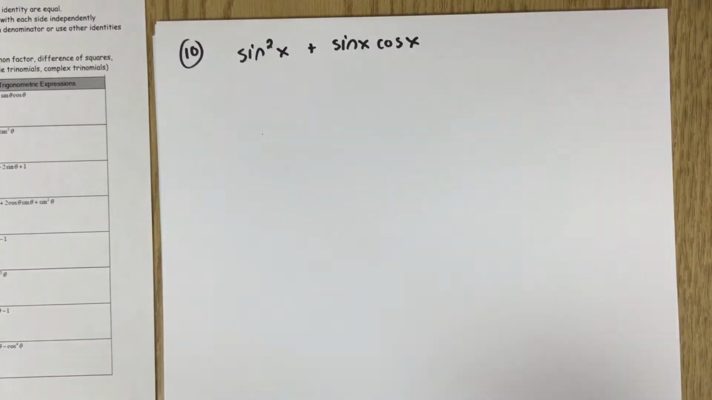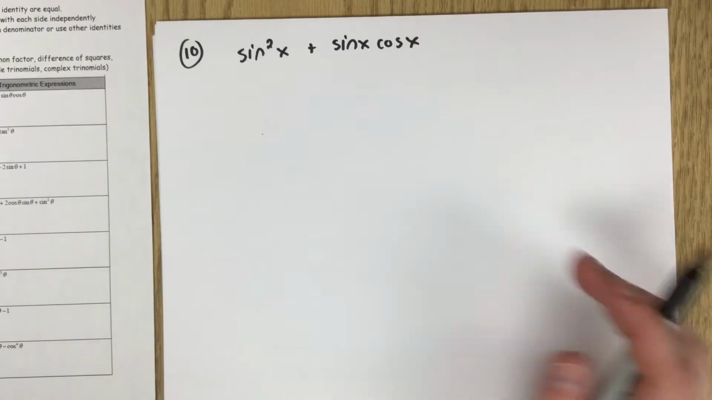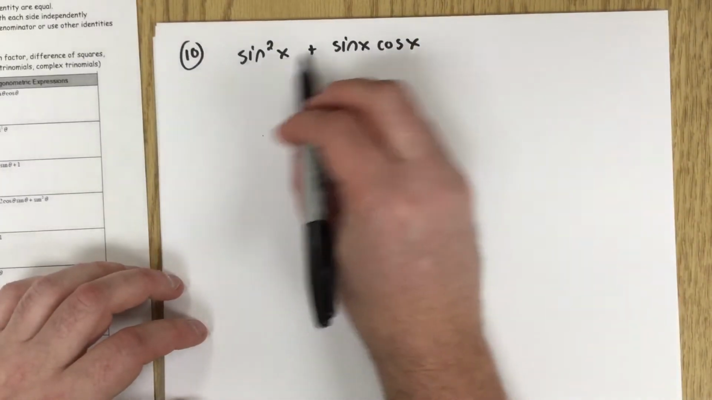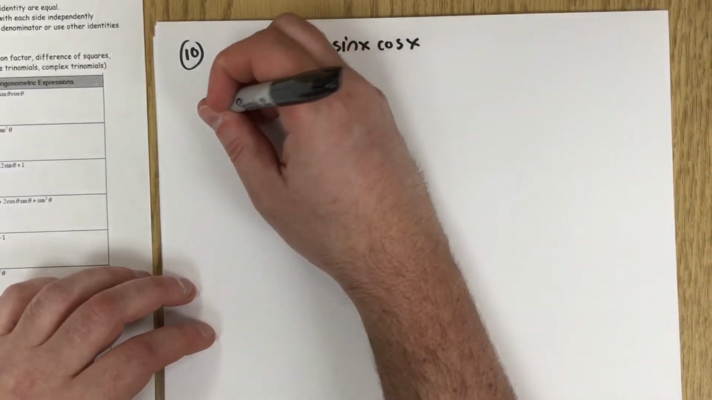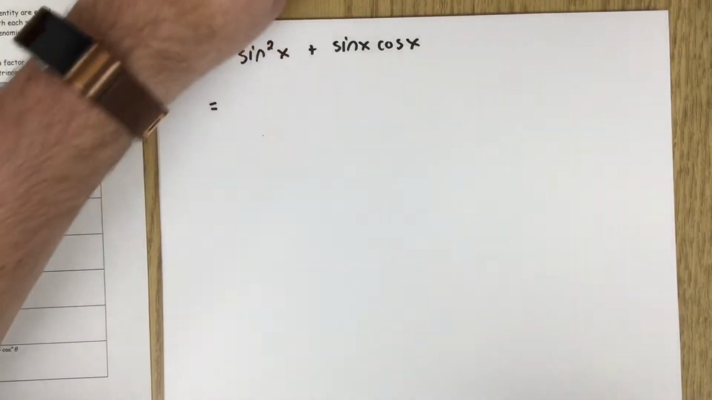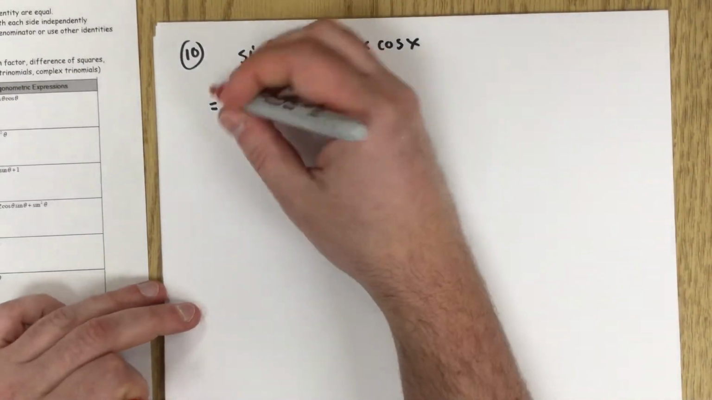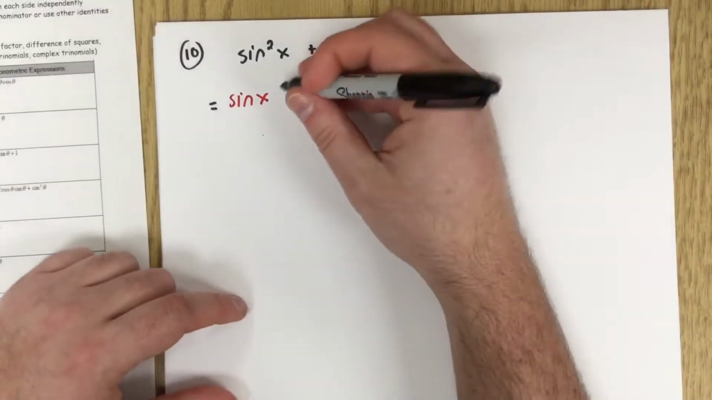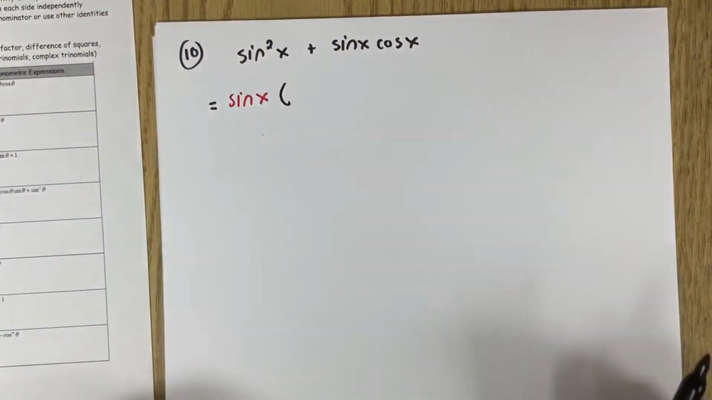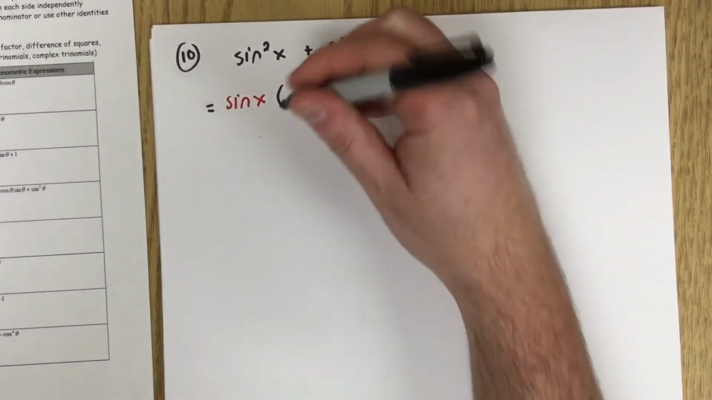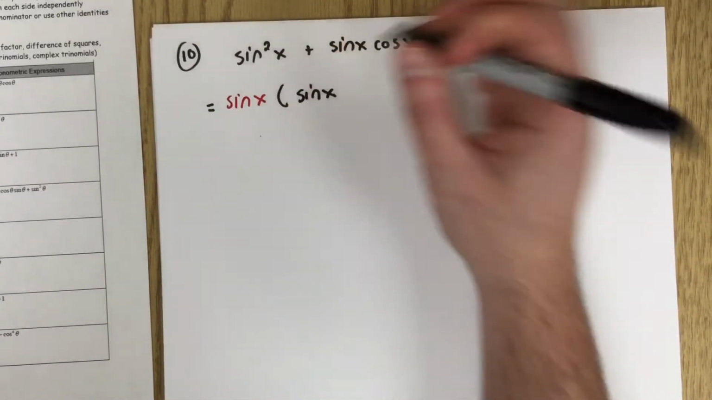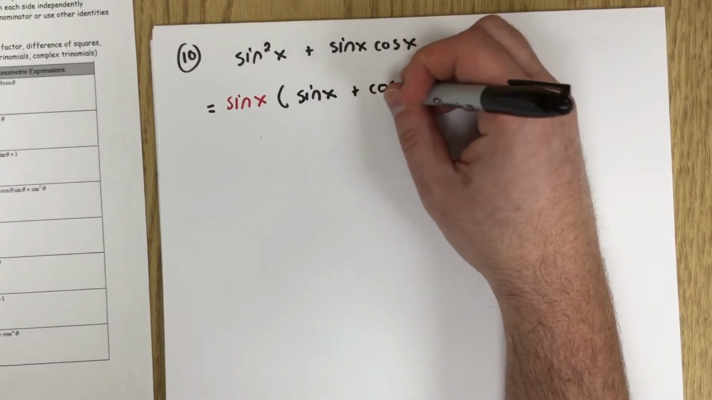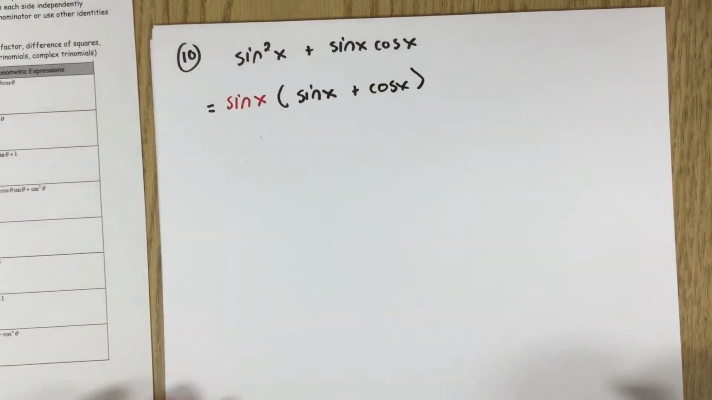We could also do more advanced algebra stuff with it. So for example, we could do factoring. Here we have sine squared x and sine x cos x, and we can take out a common factor here. The common factor would be sine x. If we take out sine x, we divide each term by sine x. So sine squared x divided by sine x is just sine x, and sine x cos x divided by sine x is cos x.